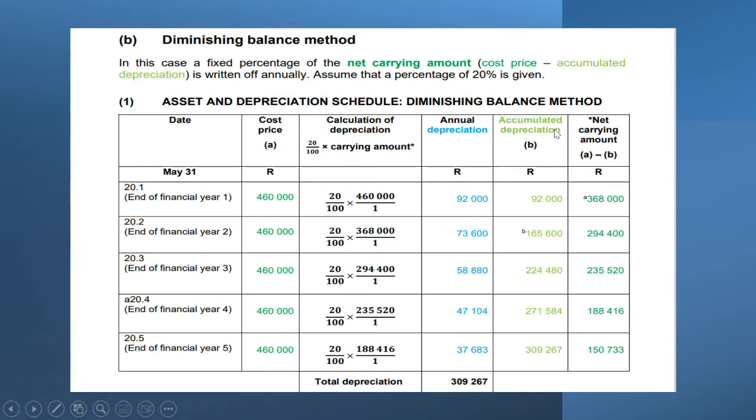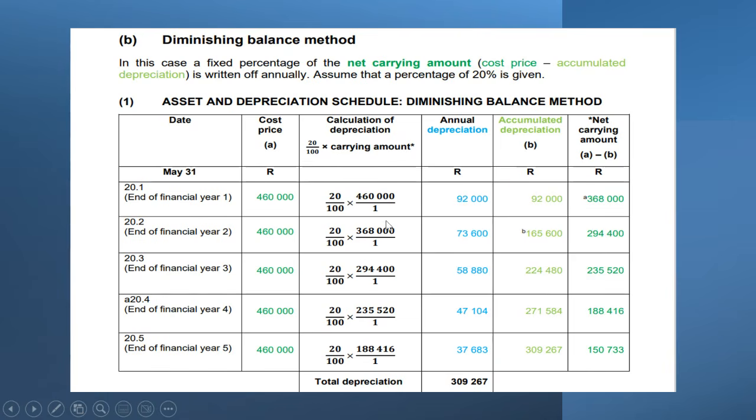Then what is our accumulated depreciation? It's going to be 92,000. What is our carrying amount? At the end of year one, how do you calculate a carrying amount? You say cost of 460 less the accumulated depreciation. Don't make a mistake of minusing the depreciation. We are saying cost less accumulated depreciation. It gives you the net carrying amount of 368,000.